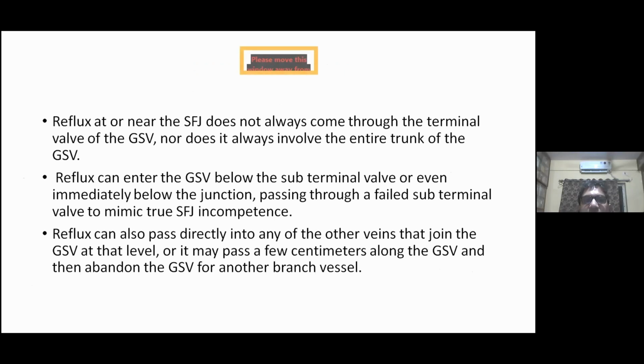Reflux at or near the saphenofemoral junction does not always come through the terminal valve of the great saphenous vein, nor does it always involve the entire trunk of the great saphenous vein. Reflux can enter the great saphenous vein below the subterminal valve or even immediately below the junction, passing through a failed subterminal valve to mimic true SFJ incompetence. Reflux can also pass directly into any of the other veins that join the great saphenous vein at the level, or it may pass a few centimeters along the great saphenous vein and then abandon it for another branch vessel.